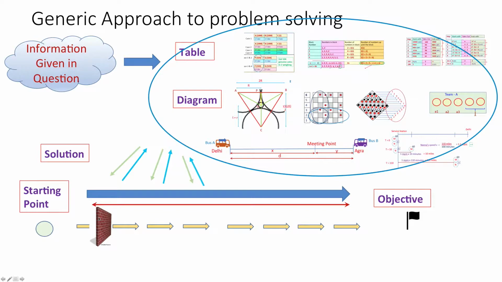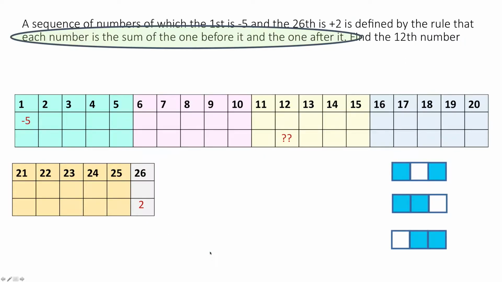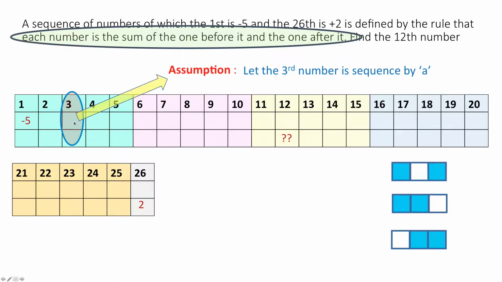What do we do when we hit the brick wall? You have to show the courage and make an assumption, which is basically the equivalent of taking a tunnel or making a staircase. So let's show that courage and make an assumption. Let's assume that the third number in the sequence is a. Which means we are assuming that this particular value is a.